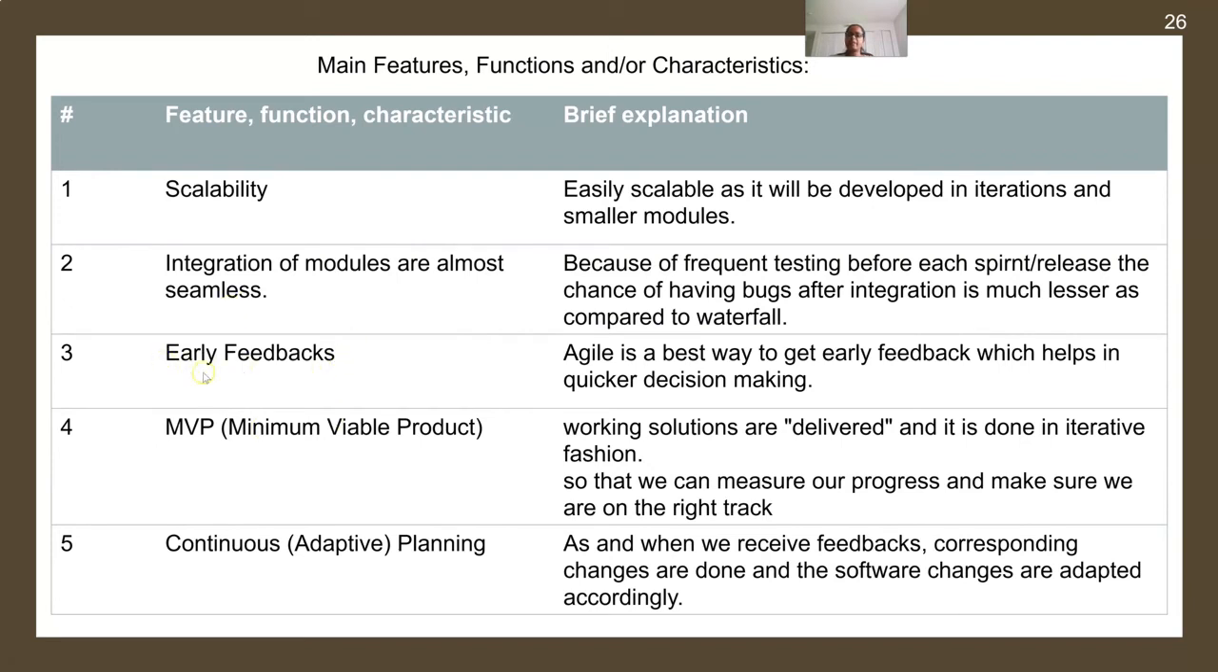Early feedback, we have been stressing a lot on early feedback from the beginning. Agile is the best way to get early feedback, which helps in quicker decision making. Minimum viable product is how fast we can deliver that particular product or feature into the market. And continuous planning, of course, gives us early feedback, so the changes done to the software are adapted accordingly.